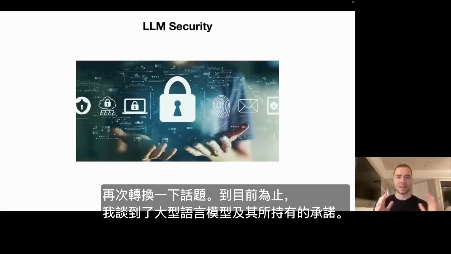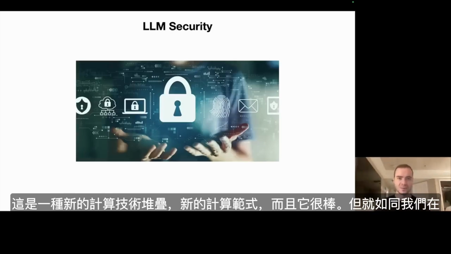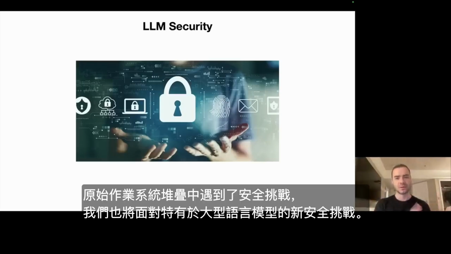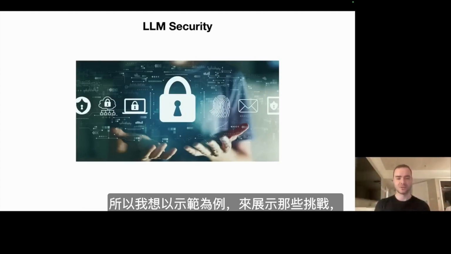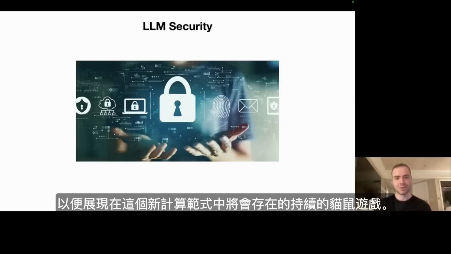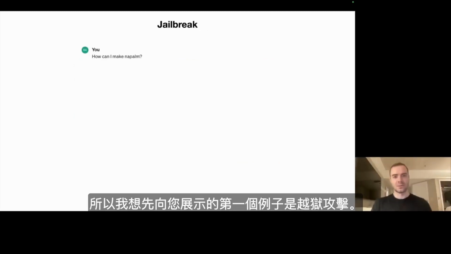So far, I've spoken about large language models and the promise they hold. It's this new computing stack, new computing paradigm, and it's wonderful. But just as we had security challenges in the original operating system stack, we're going to have new security challenges that are specific to large language models. So I want to show some of those challenges by example to demonstrate kind of like the ongoing cat and mouse games that are going to be present in this new computing paradigm. So the first example I would like to show you is jailbreak attacks.